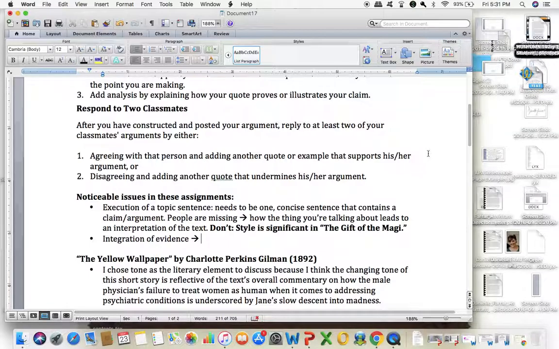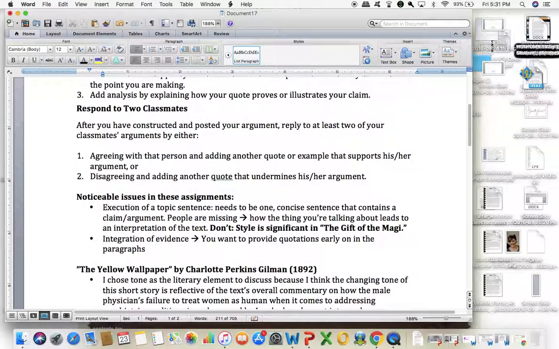As I've stated earlier in the term, how you approach these one paragraph arguments is really going to inform how you approach the longer papers, which is why you want to put a lot of thought into how you construct your arguments and then how you develop them with the evidence in your analysis. So for the integration of evidence, you want to provide your quotations early on in the paragraphs. There are a lot of people who are leaving their quotations until later in the paragraphs, and that's not helping.